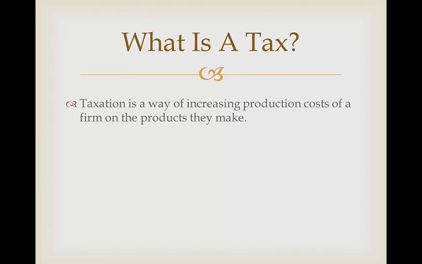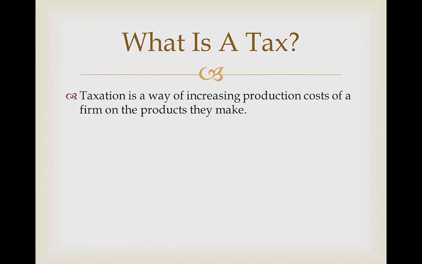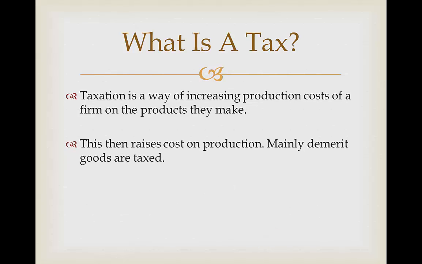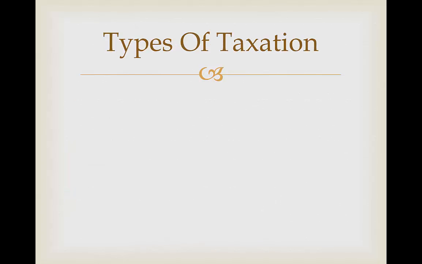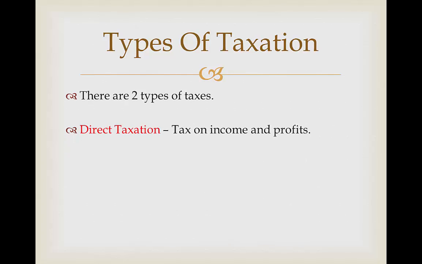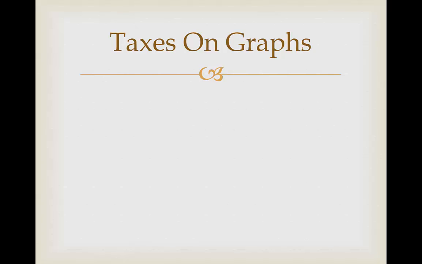What is a tax? Taxation is a way of increasing production costs for the firm as they make products. This raises the cost of production, and as a result we can tax demerit goods. It shifts the supply curve to the left when we implement a tax. So now we'll look at the types of taxation. We can have direct taxation, which is taxation on income and profits. And then we could have indirect taxation in microeconomics, and this is a tax on spending.